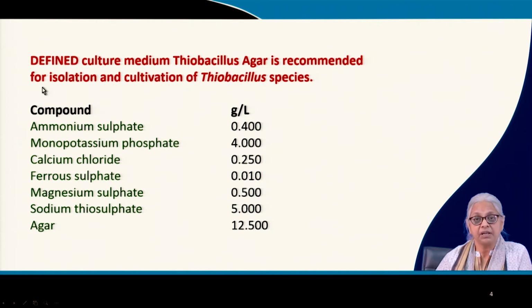So here you have a very simple culture media for cultivating Thiobacillus species. It is a defined culture media, Thiobacillus agar, and you can see the salts: ammonium sulfate, monopotassium phosphate, calcium chloride, ferrous sulfate, magnesium sulfate, sodium thiosulfate, and agar, which is the solid basis on which the colonies of the bacteria will be formed. So it's a well defined culture medium. And there are several examples. This is just one example. You can do this for any number of species, and there are well defined culture media that are used for different species.